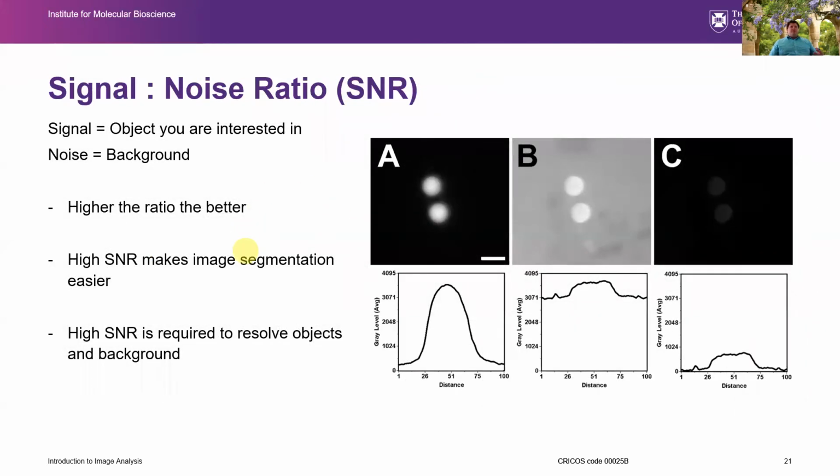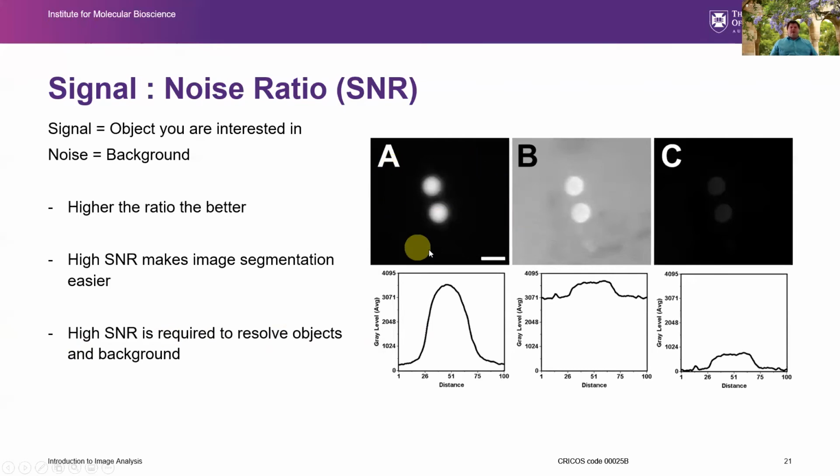Once that you know that you can see two objects in your image, or one object if it's only that, you want to ensure that the objects themselves stand out above the background. And we use signal to noise, or the signal to noise ratio, to describe how bright an object is, the signal, versus the noise, or just the background in our image. Having a higher ratio is better. So high SNR means that we can quite easily segment out our object from the foreground versus the background. And it's usually required to resolve these objects.